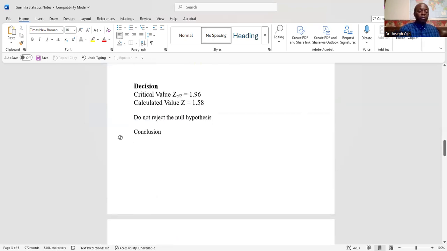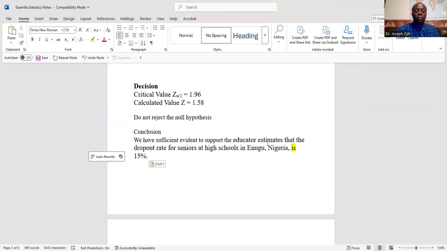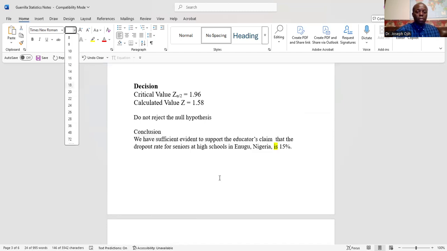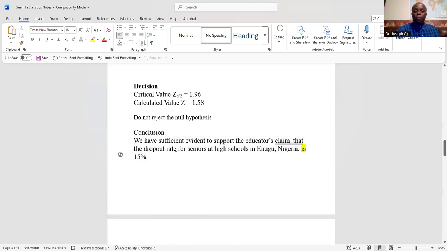So we did not reject the null hypothesis, which means that the claim is correct. So we say that we have sufficient evidence to support the educator's claim that the dropout rate for seniors at high school in Enugu, Nigeria is 15%.